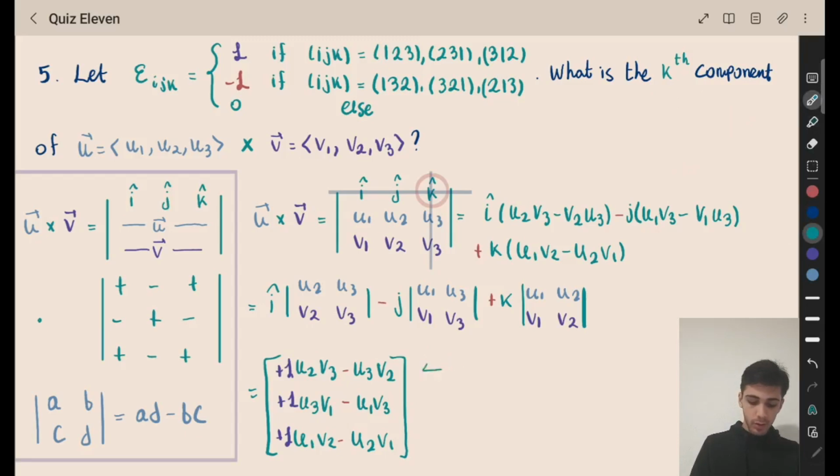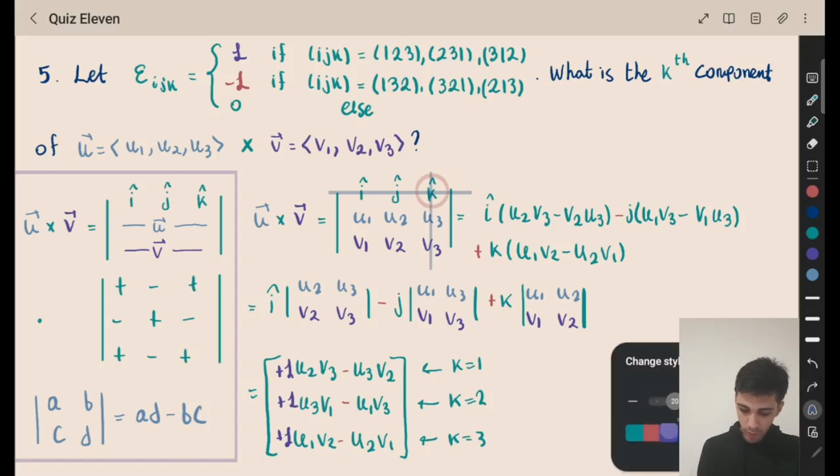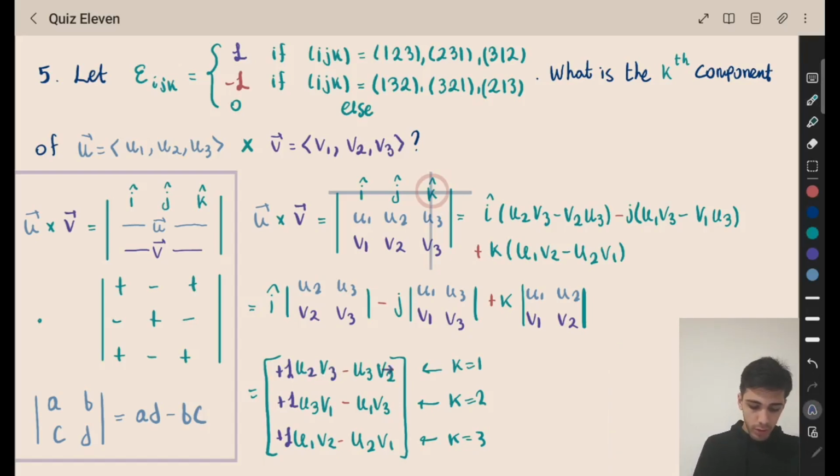This is the first component. And this is the second one, and this is the third one. I want you to notice that here I have i, j, k. So this could be hinting at something. Well, let's see. So, 2, 3, 1. 2, 3, 1.